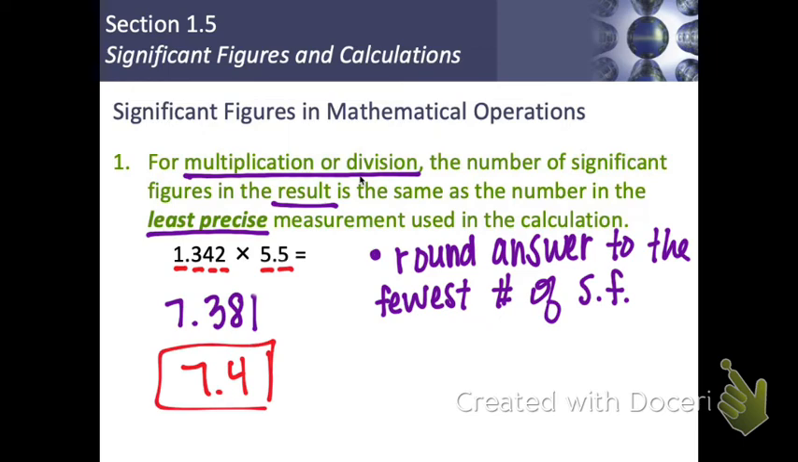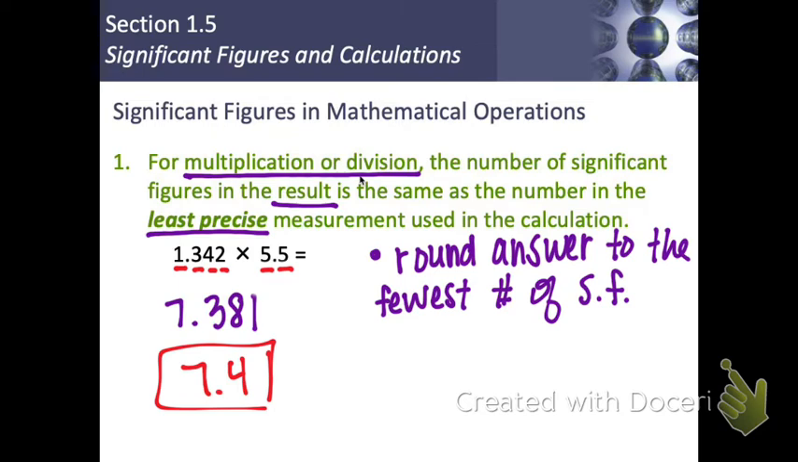Can I just go 7.4? And that's it, right? Do I need to put that one in scientific notation? No, I don't need to. I could go 7.4 times 10 to the 0, but why? 10 to the 0 power would be 1, so 7.4 times 1 would be 7.4. I don't need to do that.